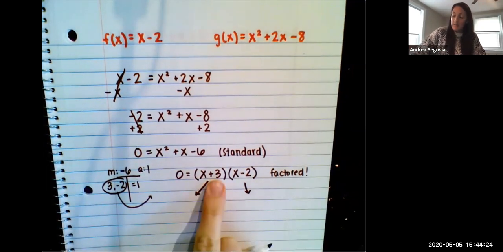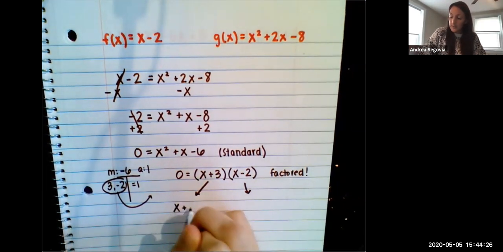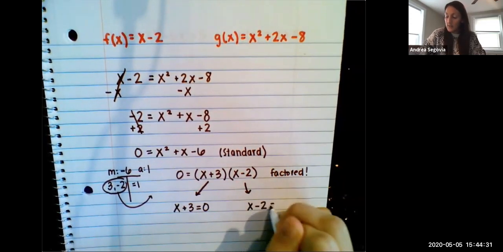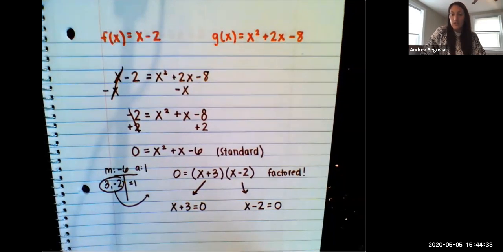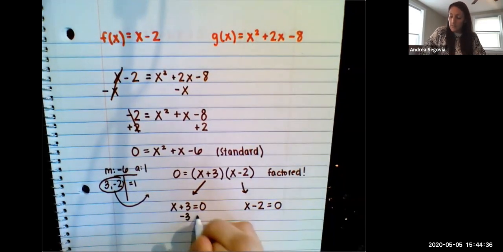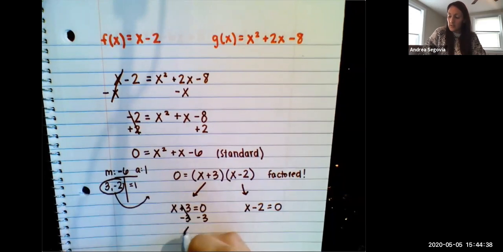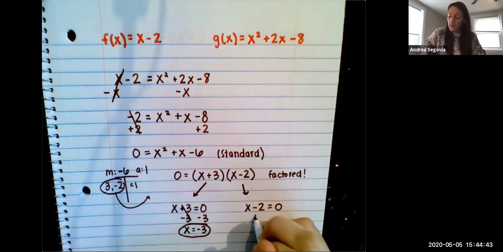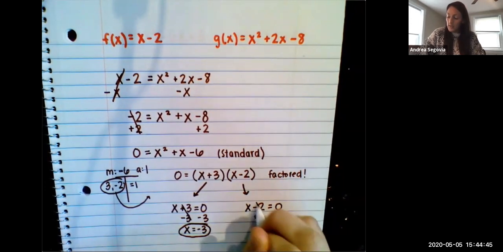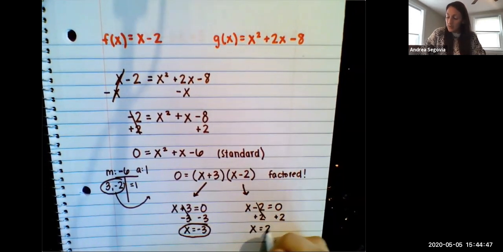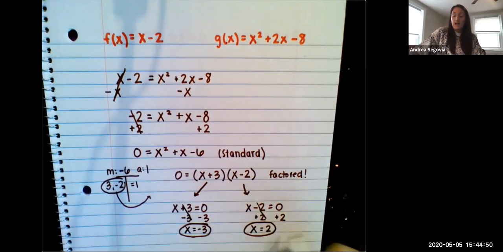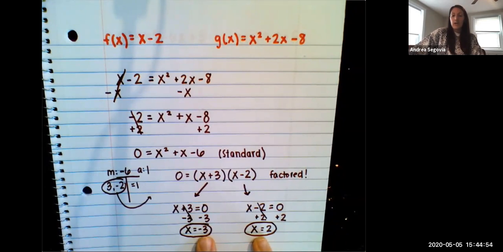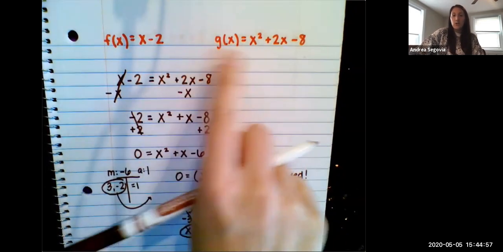So I'm going to set my first set of parentheses equal to 0 and my second set of parentheses equal to 0. And now I can just solve for x. Minus 3 from both sides cancels. X equals negative 3. My other one, plus 2 cancels. X equals 2. So I found the solution to my system. When x is negative 3 or when x is 2, these two equations will cross.